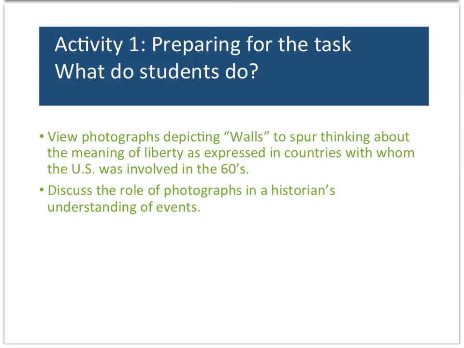In the very first activity, students are viewing photographs, and these photographs actually depict walls around the world. The reason that we're showing the photographs is we're thinking about the meaning of liberty as expressed in the countries with whom the U.S. was involved during the 1960s. This is a carryover from the essential questions that were part of Unit 1, and it has to do with liberty and freedom and our ideas about that in the U.S. Only in Unit 2, that's extended to our international involvements.